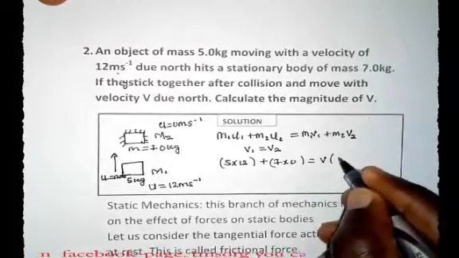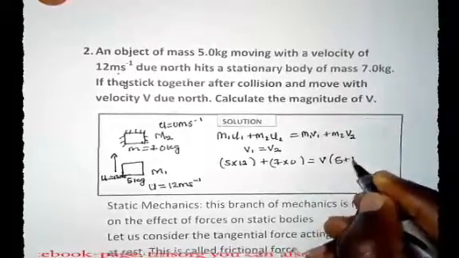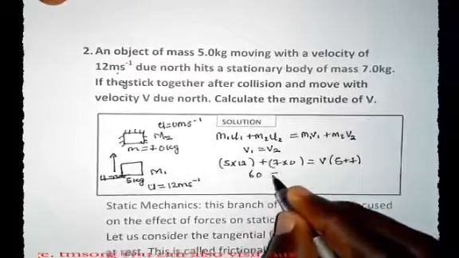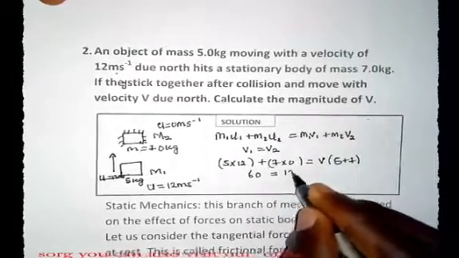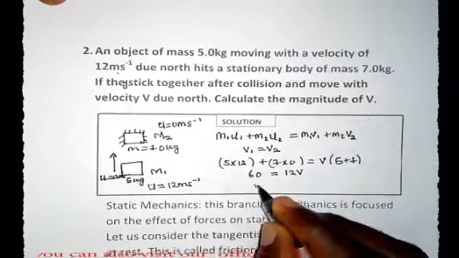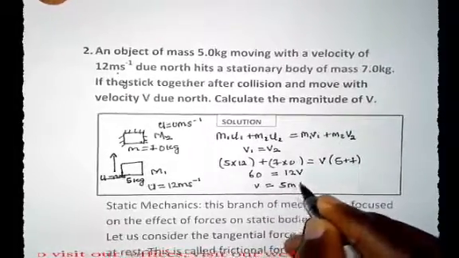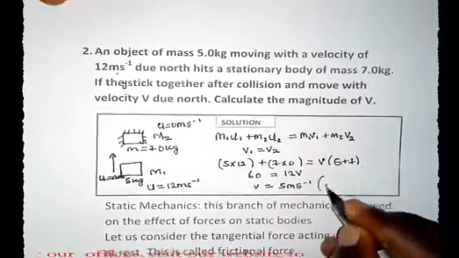Common velocity. Then you sum the two masses, 5 plus 7. So by the time I do this, I'm going to have 60 equals 12v, the velocity. So the velocity becomes what? Becomes 5 meters per second. This is called the common velocity.